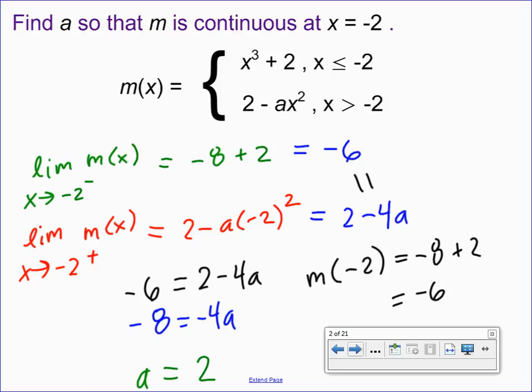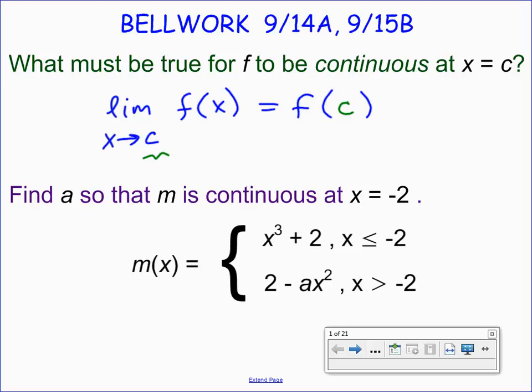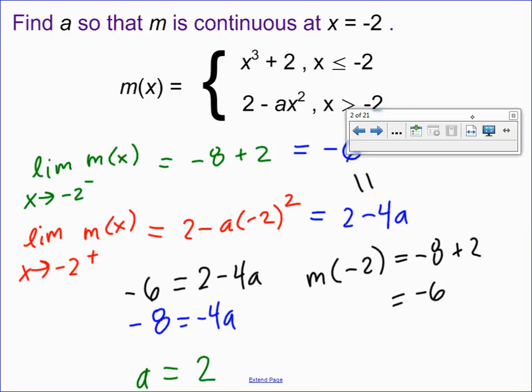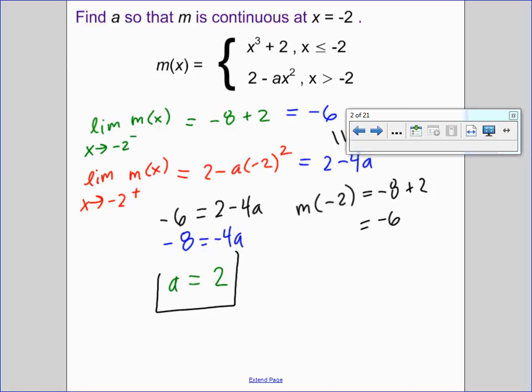But we nevertheless should consider that because our requirement says that our overall limit must equal the value of the function. So the value of my function is negative 6. That's the same as my left-hand limit. I had to make my right-hand limit equal to that, and I did so with an a value of 2. Awesome. What questions do you have about that number 2?